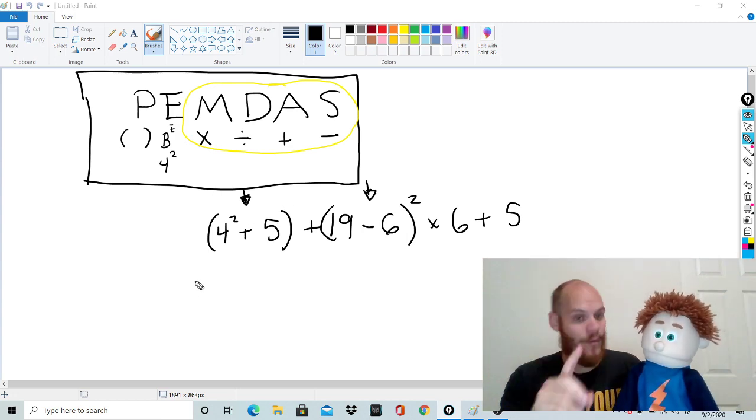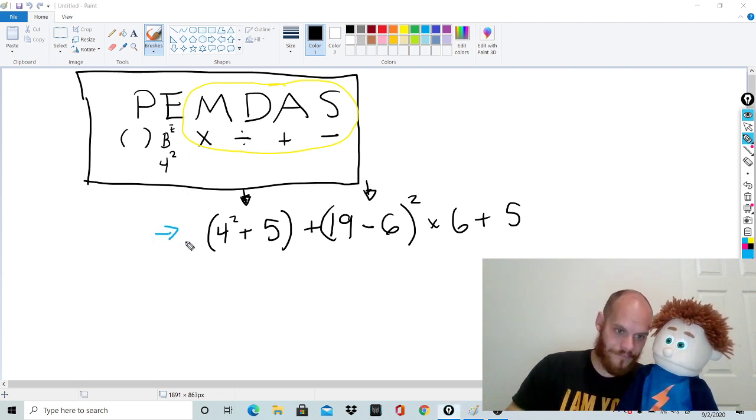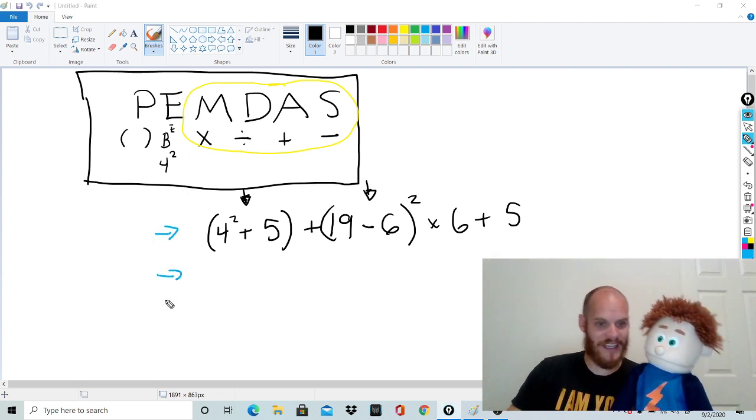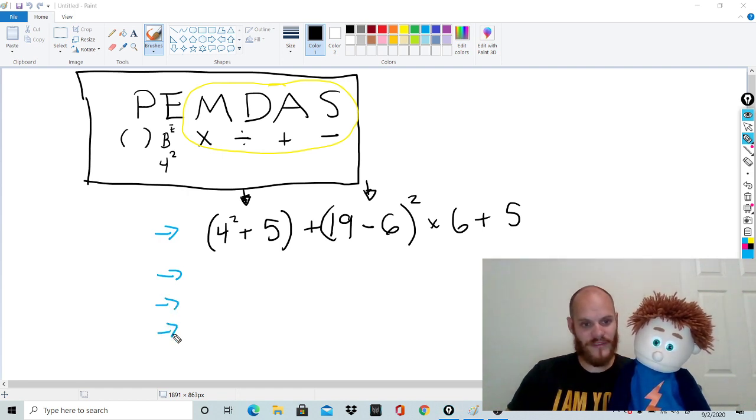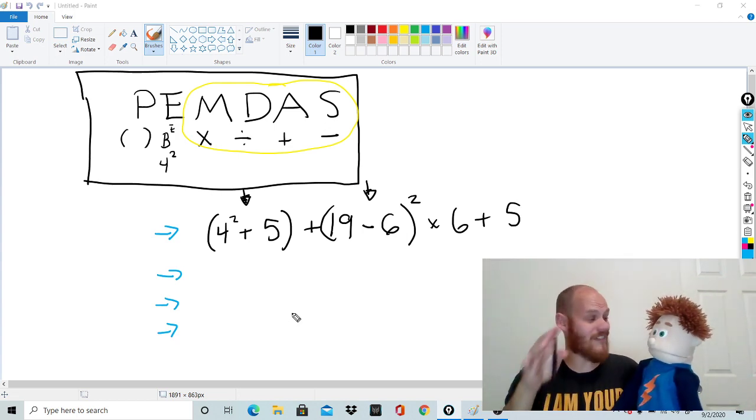So the thing about PEMDAS, and here's my first trick for you guys: you'll have a first line. When you do something, you'll have a second line, and then a third line, and so on and so forth until you've done everything. Then you'll have this work, and you'll end with the number. That's how you should show your work on this. It's going to make your life so much easier.